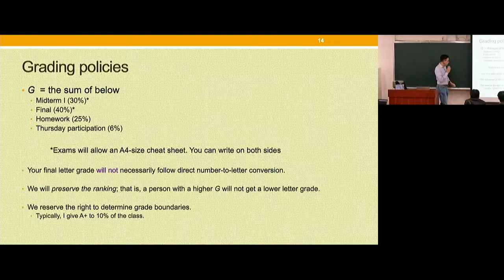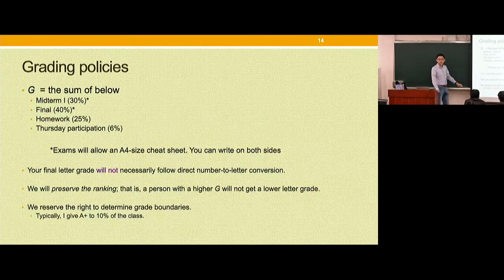Instead, what we promise is that we will preserve the ranking. What does that mean? A person with a higher G will not get a lower letter grade. That's our principle. If you get a higher G than another fellow student, you get an equal or higher letter grade compared to that person, your friend. We preserve the ranking. And our teaching team reserves the right to determine the grade boundaries. What's the boundary between A and A+? What's the boundary between B+ and A-? We reserve the right to determine the grade boundaries.